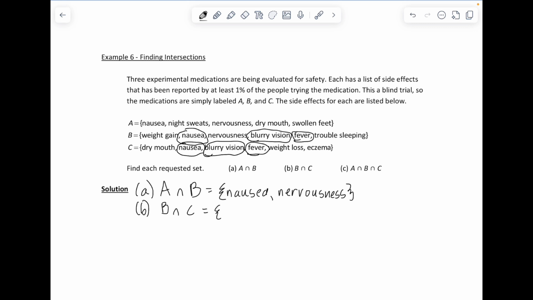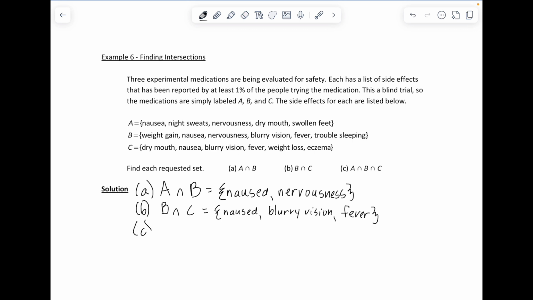So it looks like those are the only three elements shared in common. So the intersection of B and C contains nausea, blurry vision, and fever. All right, let's erase these.